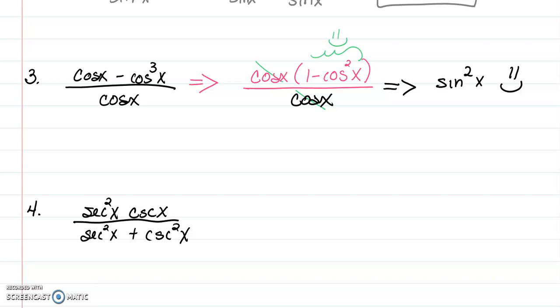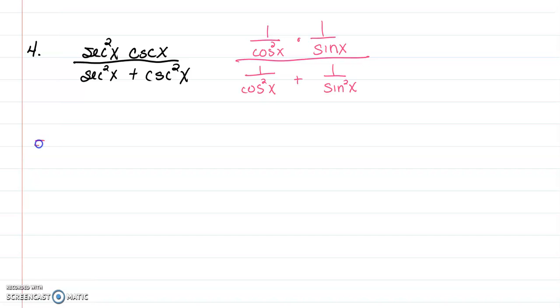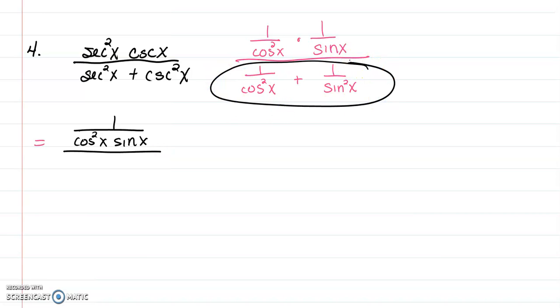The first thing that comes to mind for me is I felt stuck. So I just decided, I'm going to change everything in terms of sine and cosine and see where I can go from there. So where can I go from there? So in my numerator, I have 1 over cosine squared x times sine x, and my denominator, this piece right here, I'm actually going to find a common denominator. Pause the video, find your common denominator, and write this where I'm putting a star as one term.